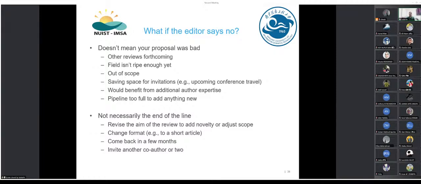So you can submit again to that paper, you can submit to the other journal, but you should revise the review. You should add some novelty into that. You should see if the format was okay or not. Or you can invite some co-authors who are experts in that field, or those who can put some input into your paper, or those co-authors who have some previous knowledge of publishing papers. You can always invite some co-authors to your paper.